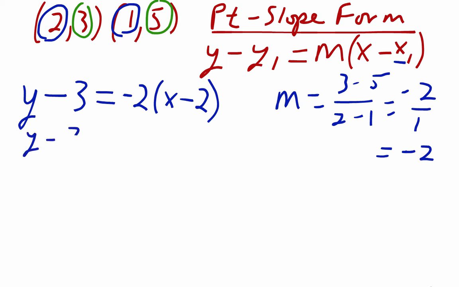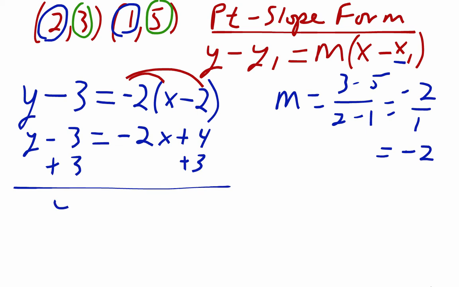So then I'd have y minus 3 equals, then I have to distribute this, that times that, and that times that. So I'd have negative 2 times x, negative 2x, and negative 2 times negative 2, which would be plus 4. So we're going to solve for y, so I'm going to add 3, so I have y equals negative 2x plus 7.